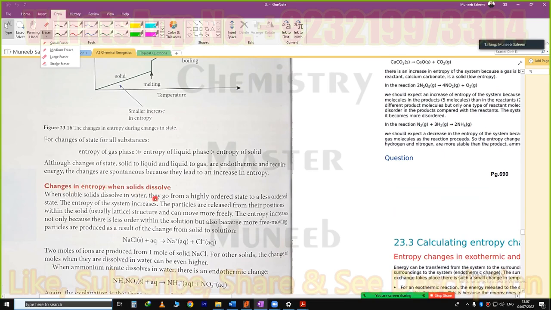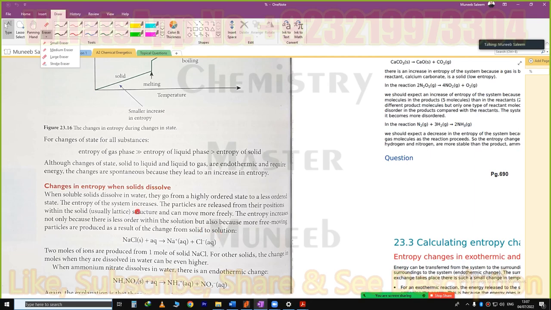Changes in entropy when solids dissolve. When soluble solids dissolve in water, they go from a highly ordered state to a less ordered state. The entropy of the system increases. The particles are released from their positions within the solid, usually lattice structure, and can move more freely. The entropy increases not only because there is less order within solution, but also because more free moving particles are produced as a result of the change from the solid to solution.